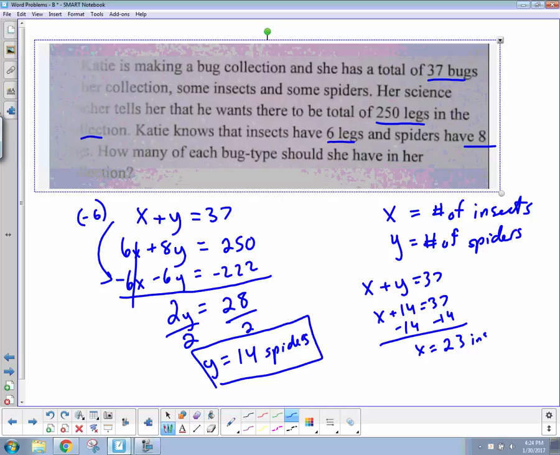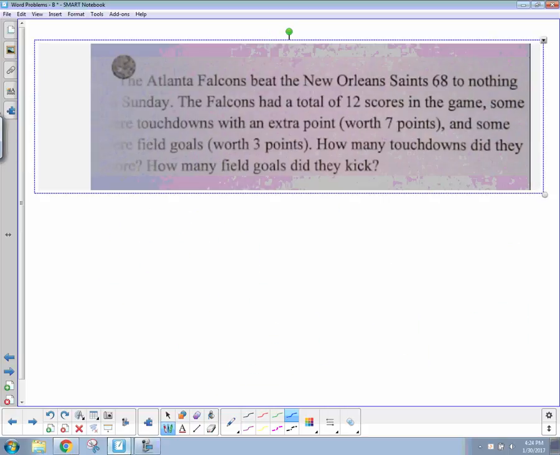Whew. And the last one. This should be the last one. Atlanta Falcons. We'll need some more M&Ms. Atlanta Falcons beat the New Orleans Saints 68-0. Falcons had a total of 12 scores in the game. Some were touchdowns with an extra point, worth 7 points. And some were field goals, worth 3 points. Y'all know that. How many touchdowns did they make? And how many field goals did they kick?